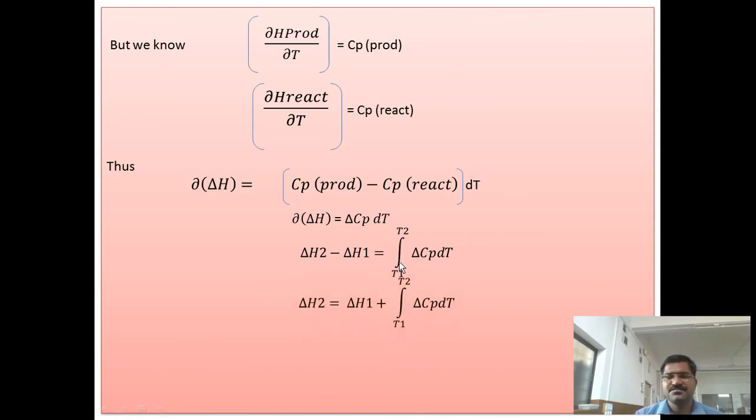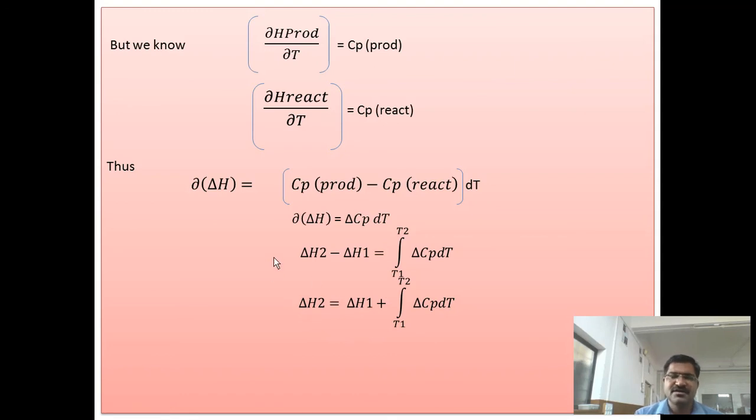Now, if you rearrange this equation, delta H1 is shifted toward the right side, it becomes plus, and the remaining quantity is written as it is. This equation is Kirchhoff's equation, and it is used to calculate the enthalpy change for a chemical reaction at a particular temperature.